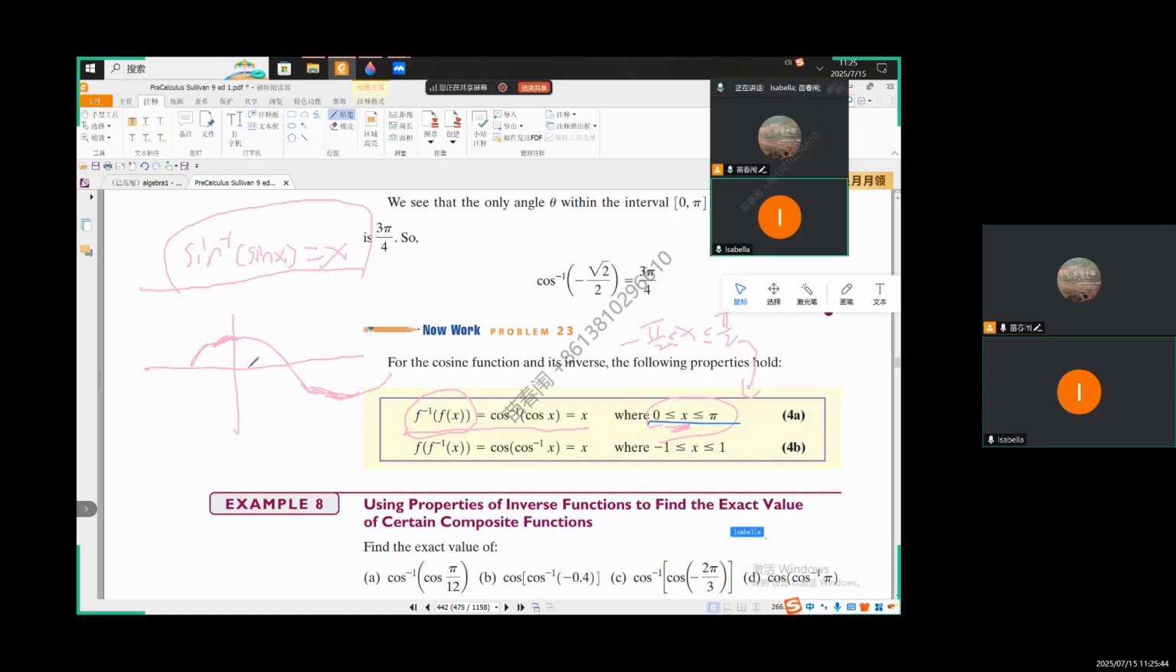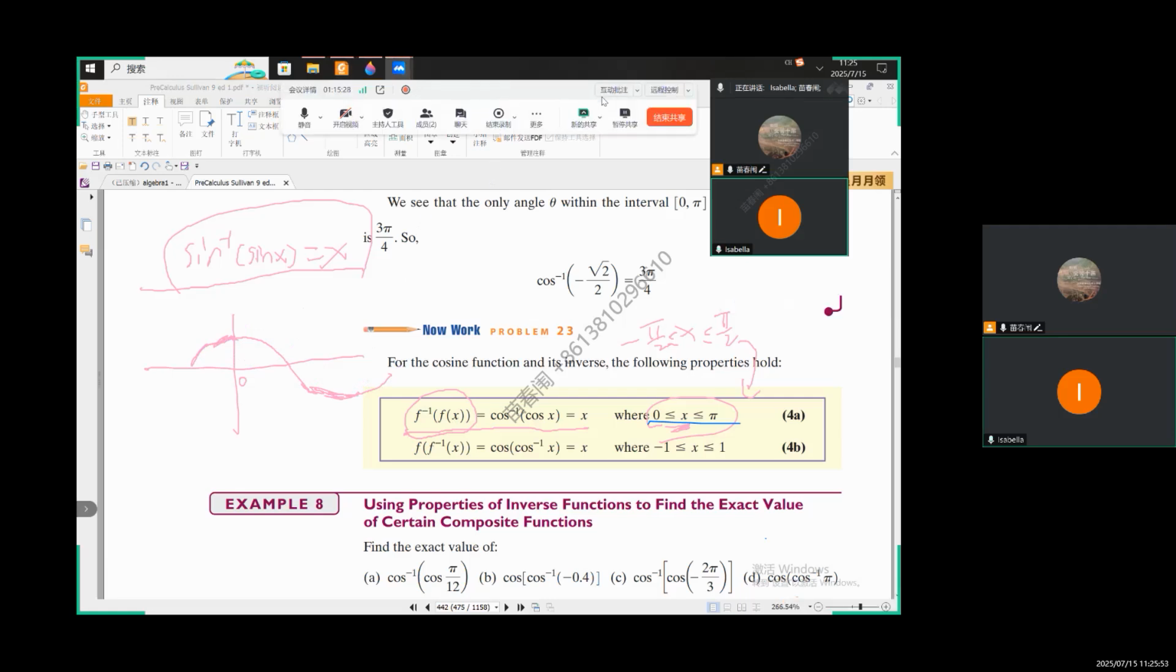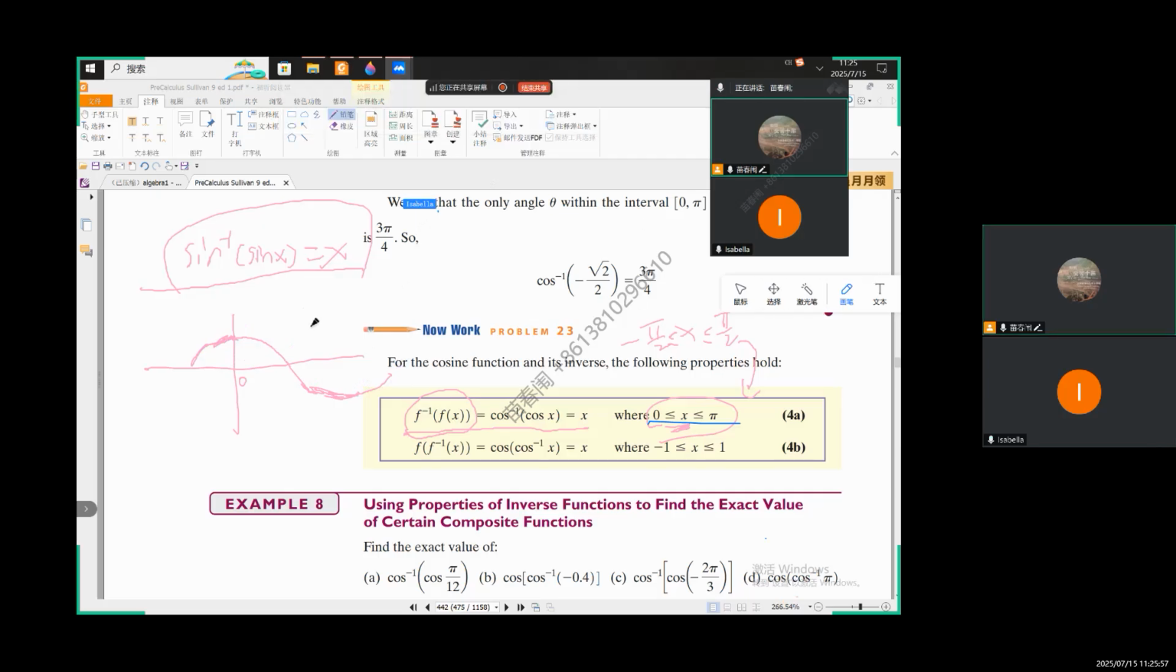Oh my God, my pen won't work. Wait, it's because I don't have Bluetooth on. Give me a second. Because I have pressed this thing. Okay, yeah, okay.